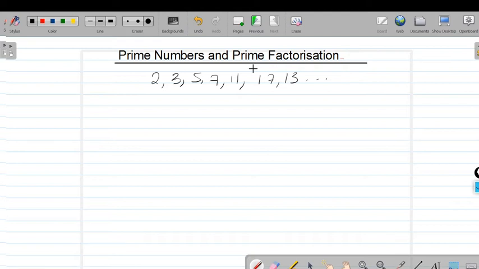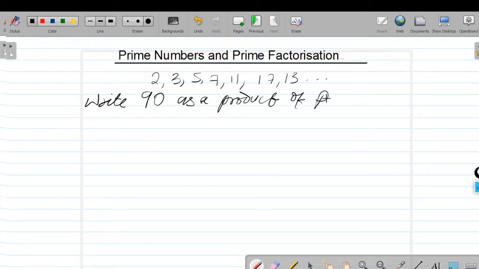So let's talk about the product of prime factors. Here we may be asked to write down a number as a product of prime factors. Example, we'll be asked to write 90 as a product of prime factors.